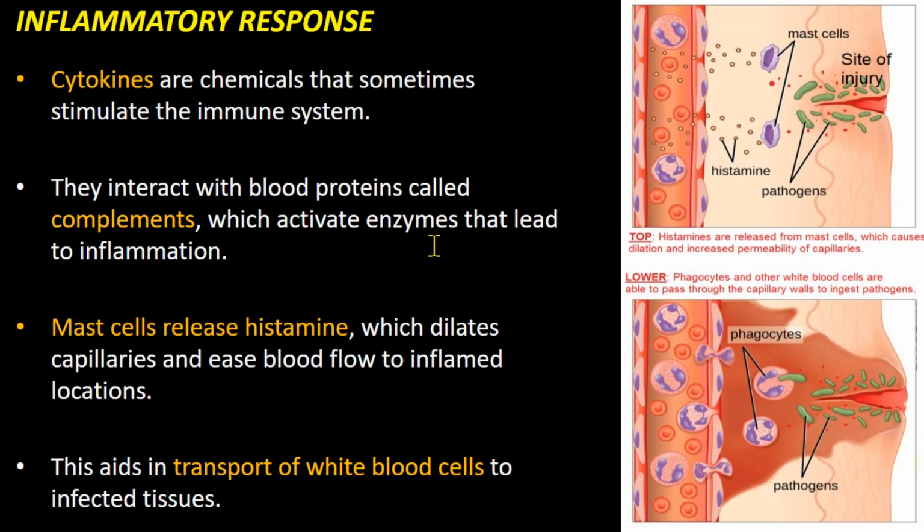You're also going to have mast cells. So mast cells release histamine. Histamine would dilate capillaries and ease blood flow to the inflamed location. Imagine it like opening up the road to allow white blood cells to drive through or flow through. This aids in the transport of white blood cells to infected tissues. So this is the use of inflammation. As a result, this is where the person might get a fever, or you might get a lot of heat being released from that particular area.